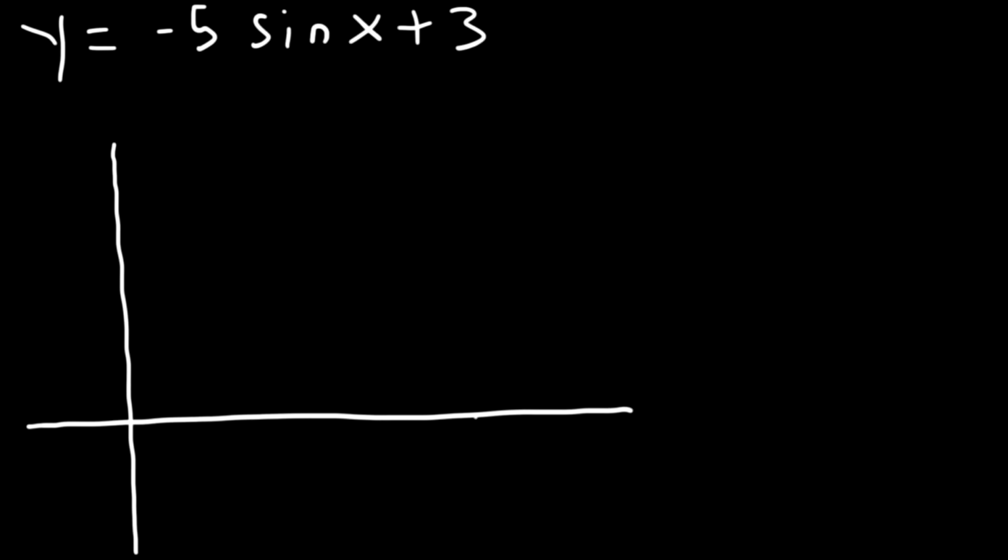So once again, we can see that the period is going to be 2 pi. There's no special number in front of x. So we're going to get the same typical 4 points. The vertical shift is at +3. So let's say 3 is at this point here. We don't have to be too specific, but you could if you want to.